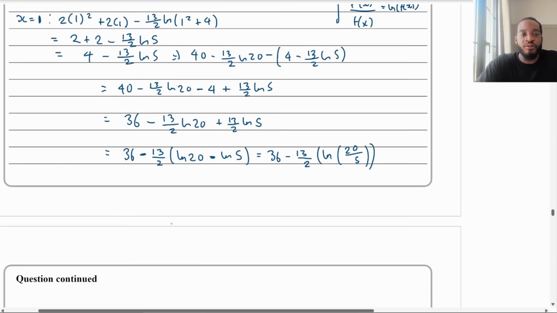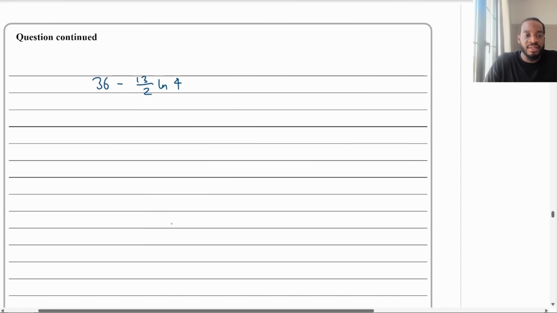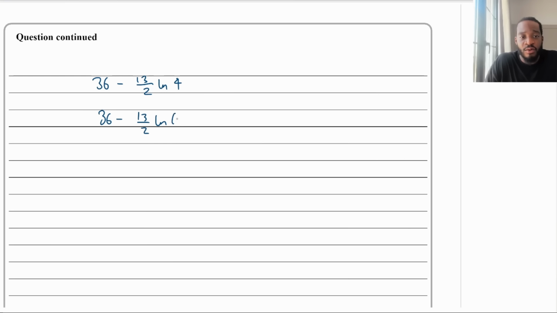But they want it in the form of ln 2. We want an ln 2 there, which is not too bad because now from our log laws, we can say 13 over 2 and then 4 is 2 squared. So I can write this as ln of 2 squared.